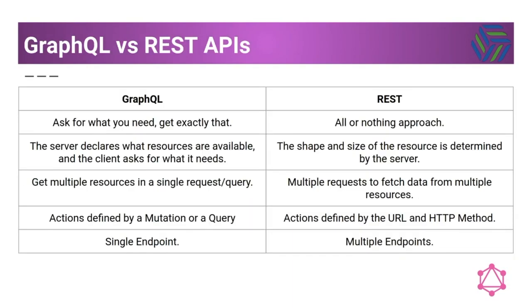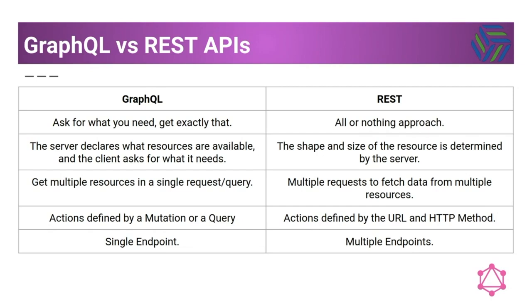In GraphQL, you ask for what you need and you're going to get exactly that, while in REST, there is an all or nothing approach. Just to give an example, let's say that we have a user resource that includes the user ID, first name, and last name. If we want to get a list that only includes the user ID, in GraphQL, we are able to create a query and we're going to get exactly what we want. If we use REST, we need to fetch the entire resource, including user ID, first name, and last name.